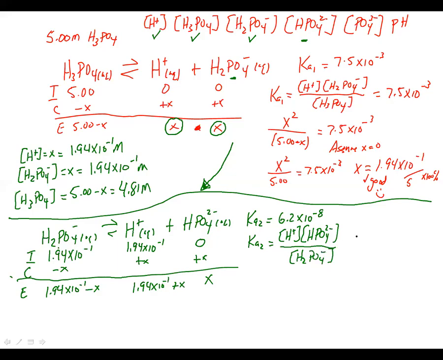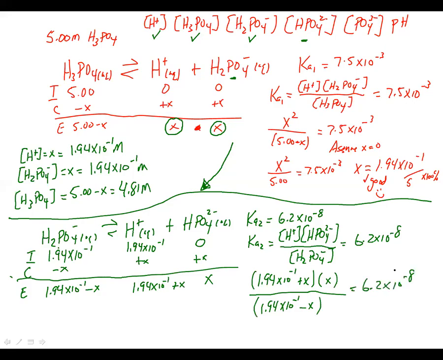And that's going to equal our 6.2 times 10 to the minus 8, putting our numbers in. This gives us on top (1.94 times 10 to the minus 1 plus x) times x, divided by 1.94 times 10 to the minus 1 minus x on the bottom, equals our 6.2 times 10 to the minus 8. Since the assumption worked good the first time, that's why I picked the number that's there. We're going to assume that x is equal to 0 here. So in this case, again, it's going to be the x's we're going to plus, and the x's we're going to minus.